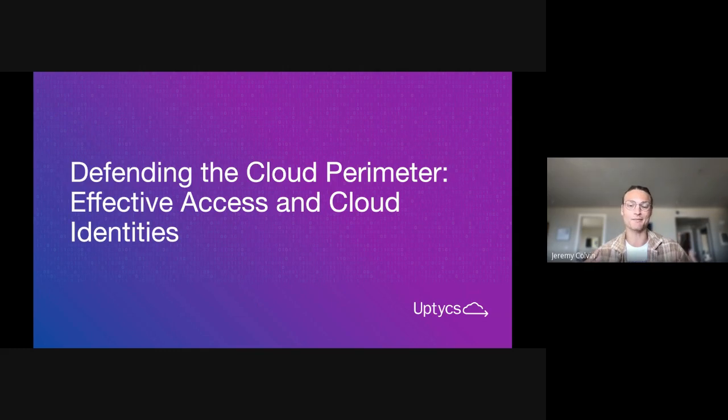This month, though, I am personally really excited. We have a really exciting session, and I'm just excited to have Sudarshan back on. He's going to be talking about defending the cloud perimeter, and effective access and cloud identities. So without further ado, let's go ahead and get started today.